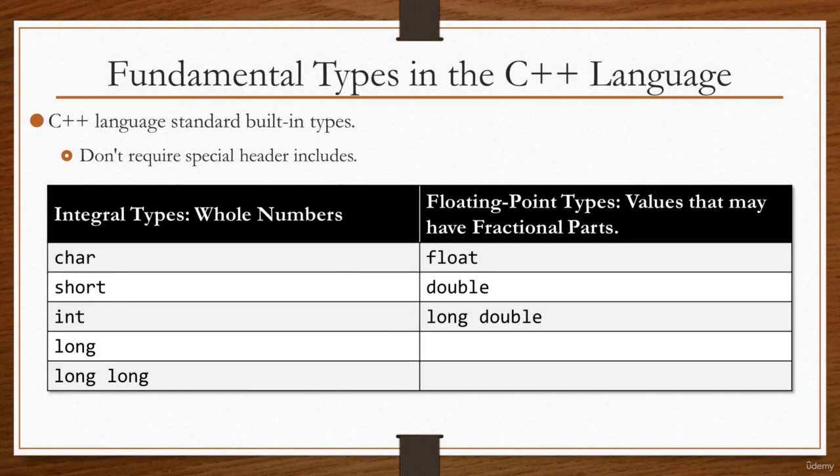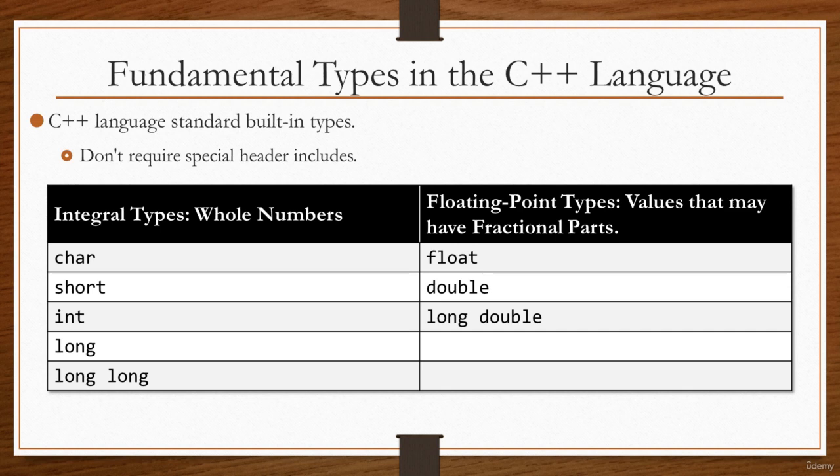Before we jump into the lesson and start talking about variables, I would like to note that we have different types of variables. These are called fundamental types in the C++ language. And in this module, C++ 101, we are going to focus primarily on the C++ language standard built-in types. For these, we don't require special header includes or special files. These again are the fundamental built-in types. There are 2 categories. We have integral types, which are whole numbers, such as 1, 2, 5, and so on. Then we also have floating point types.